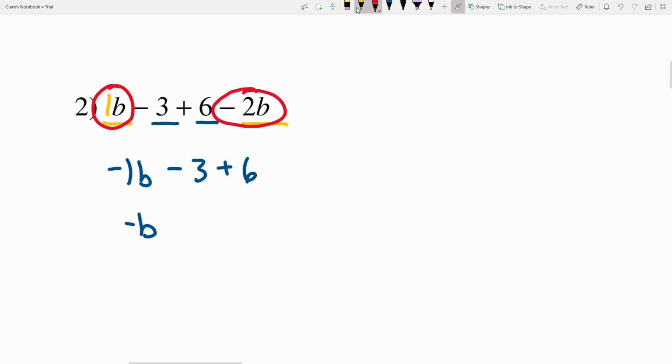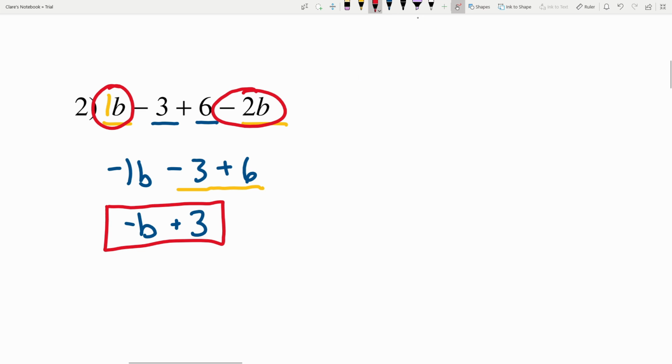Now I have to deal with my negative 3 plus 6. Because this 3 is subtracted, I'm going to consider it as negative. So if we have a minus 3 and then we're adding 6 to that, that's going to result in a positive 3. So negative b plus 3 is my solution in number 2.